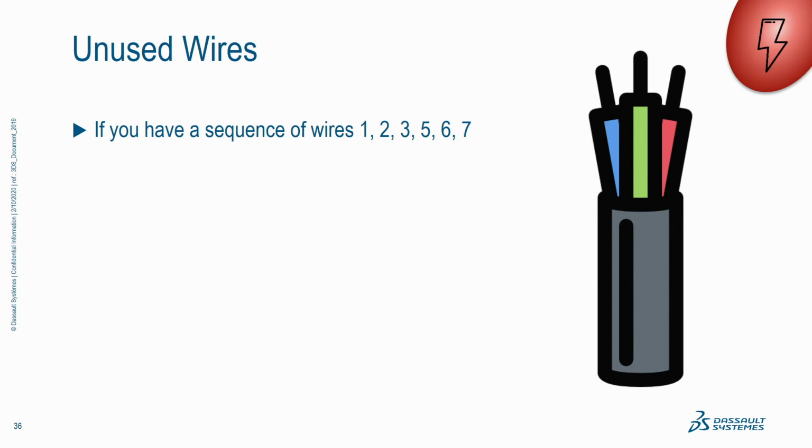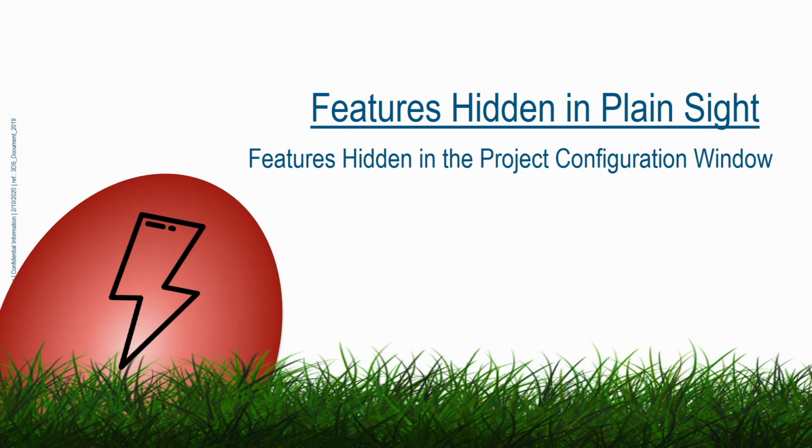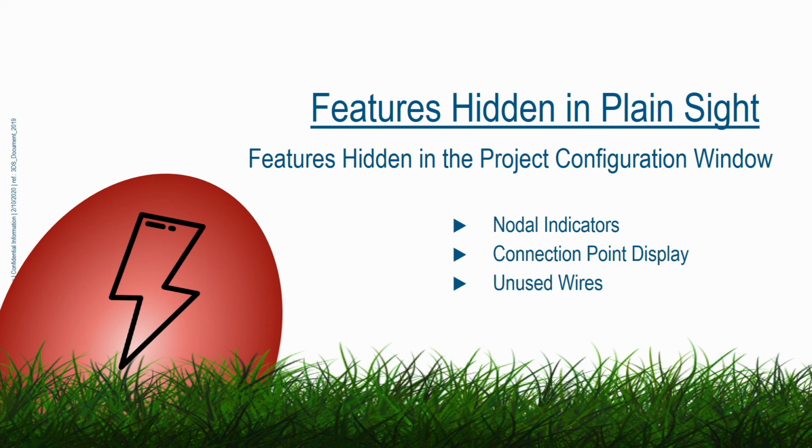If you have a sequence of numbers and you deleted a wire, you want to add something, you can use the next available number instead of the number all the way at the end of the sequence. In this case, the next number would be 4 instead of 8. And it's really useful when you're using equipotential counters and you're moving a lot of wires around. If there's a big redo in your project that you had to do, very helpful for that as well. So, features hidden in plain sight in our project configuration window: nodal indicators, connection point display, and unused wires.